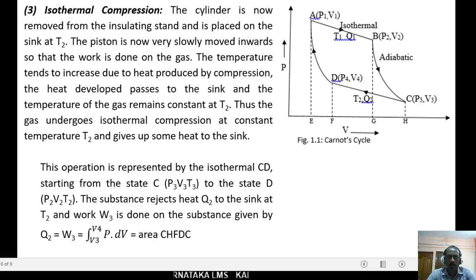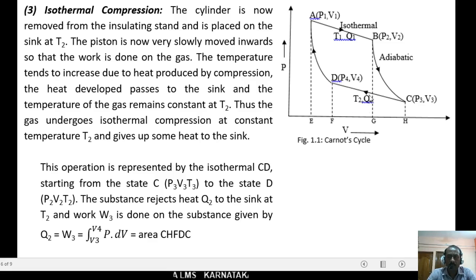Here, when the cylinder is removed from the insulating stand and placed on the sink at T2, work is done on the gas. Thus the gas undergoes isothermal compression at temperature T2 and gives up some heat to the sink. This operation is represented by the isothermal CD as shown in the Carnot cycle diagram. Along CD, from the state C, which is at P3, V3 and T3, to the state D, which is at P4, V4 and T2, the substance rejects a quantity of heat Q2 to the sink at the temperature T2, and work is done on the substance, given by the formula.